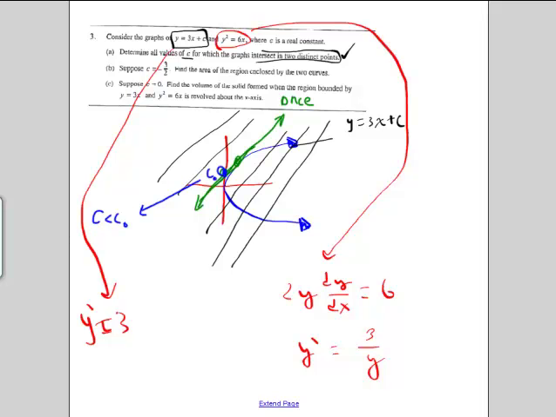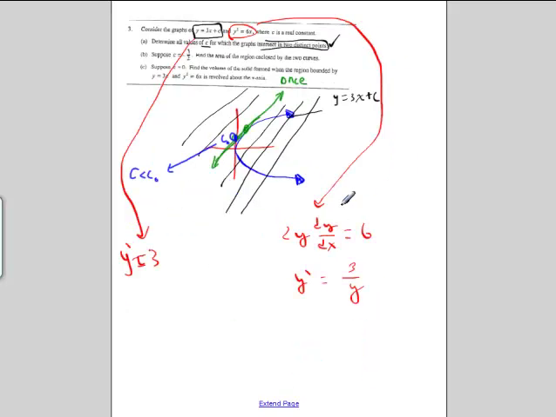And what we're looking for is the place where my derivative equals 3. Because when they're tangent, this curve, y squared equals 6x, and this line need to have the same slope, because that's when they're going to hit only once. So these need to equal each other. So we're going to say 3 equals 3 over y. So therefore y equals 1.